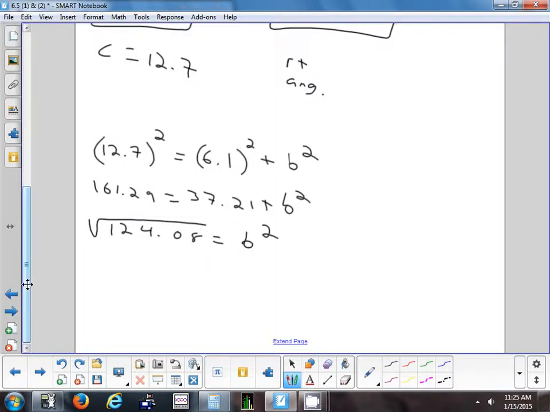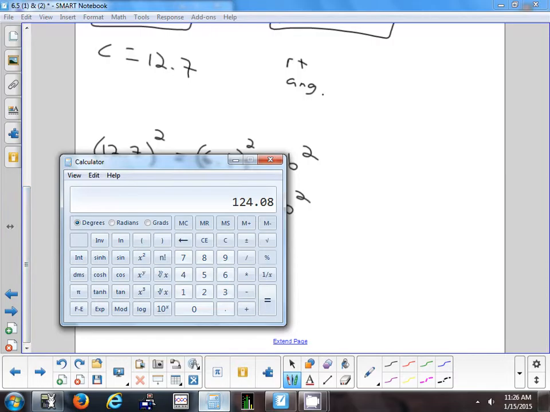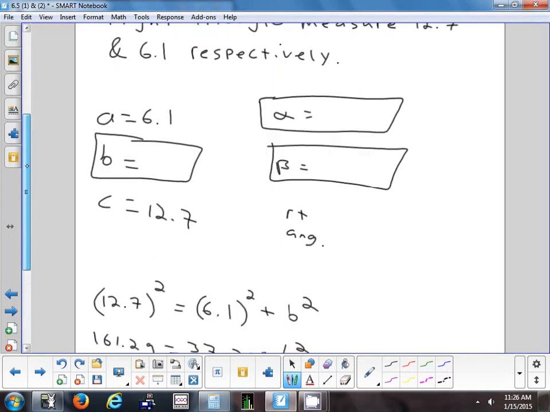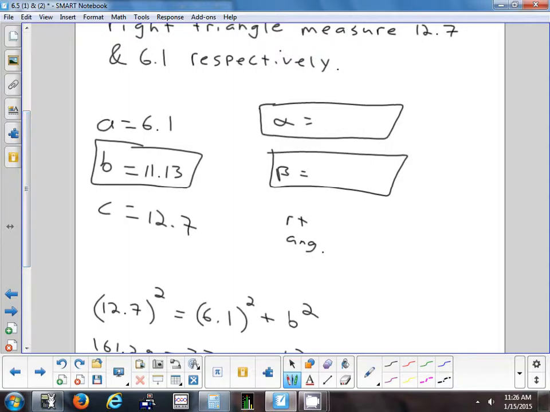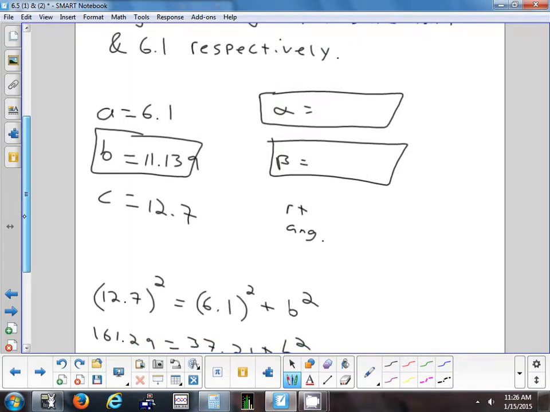And the b squared. So you are taking the square root of both sides. And that's going to cancel. And now our final answer is 11.139. Let's just put it up in our table. All right, so we've got the side.